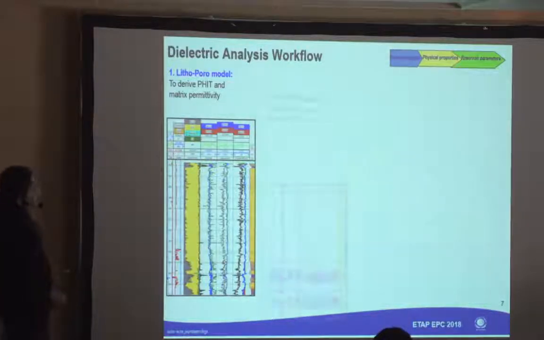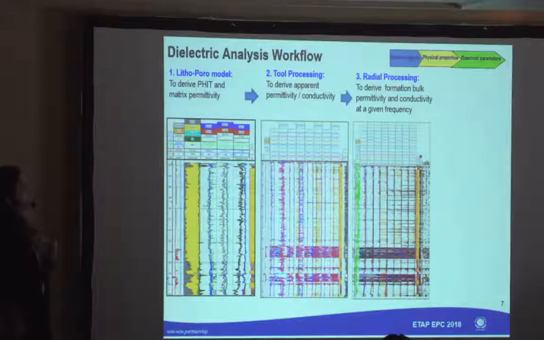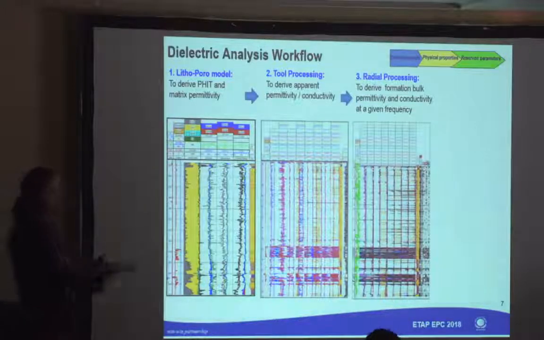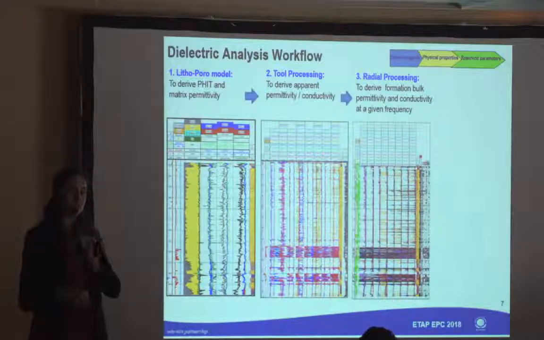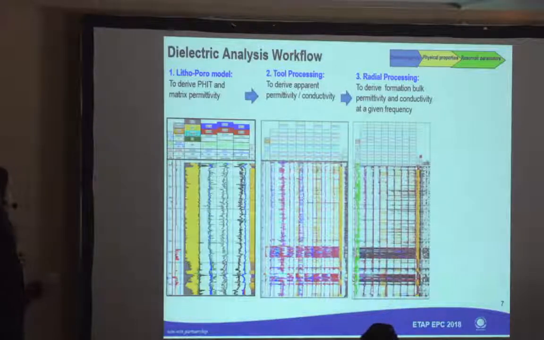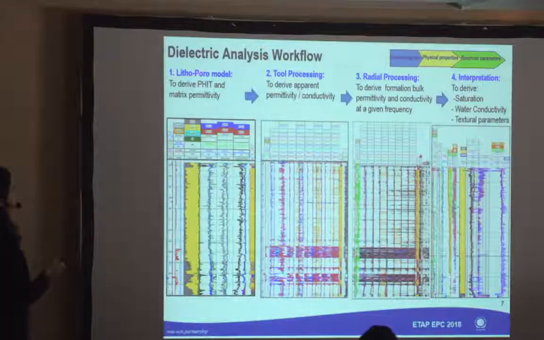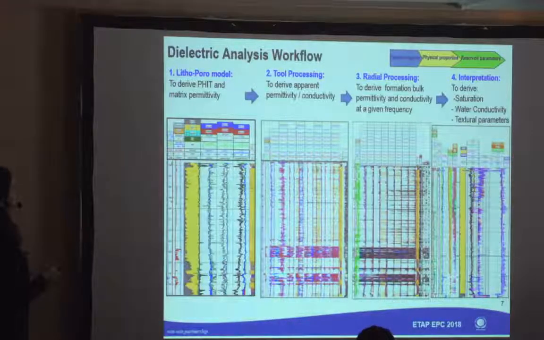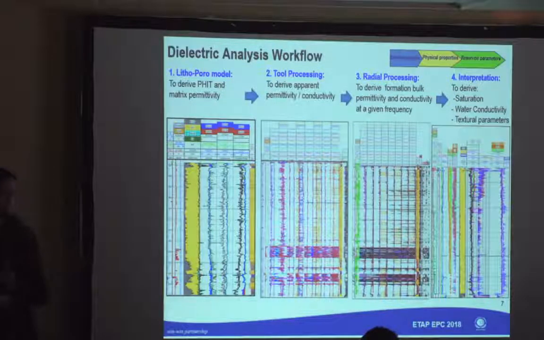of the formation. Second step is to derive the apparent conductivity or permittivity from the tool measurement. Then we'll have radial processing, which will give us the formation bulk permittivity and conductivity at the 4 different frequencies where we are operating. And then we will integrate the porosity and matrix permittivity that we derived here with the permittivities and conductivity to obtain the final output, which is the saturation.